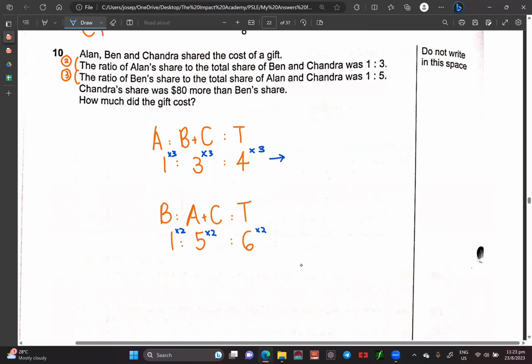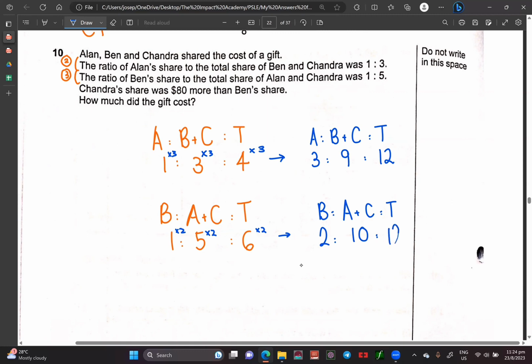Now, once this is done, I'll write out the new ratio. A is to B plus C is to my total. My A is 3 units. My B plus C is 9 units. My total is 4, 8, 12, 12 units. Okay. And then of course, the next one will be B is to A plus C is to the total. Same thing, my B is 2 units. My A plus C is 10 units. And my total is 12 units.